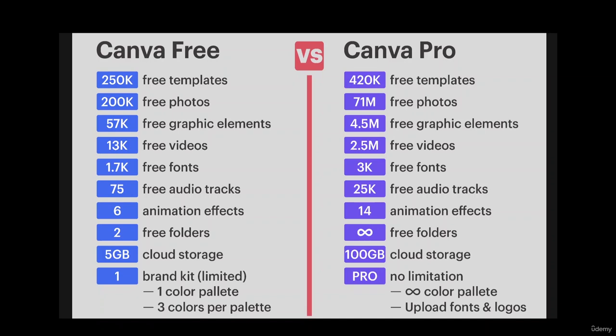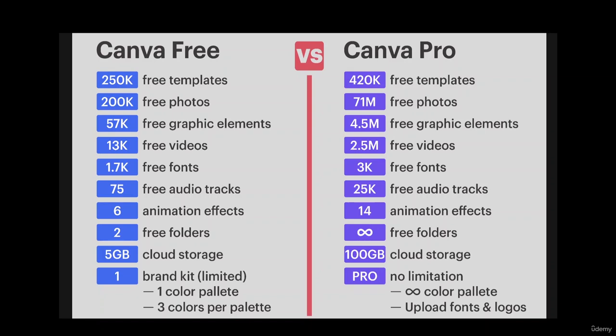And here you'll get only 1.7K free fonts. And in Canva Pro version, you'll get 3K free fonts, which you can use. And in Canva Pro, you'll get 25K free audios. In the free version, it's only 75. In case of animation effects, it's 6 in the free version and 14 in Canva Pro version. And in Canva free version, you'll get only 2 free folders where you can work with. But in Canva Pro version, you will get unlimited folders. You'll get as much as you can.